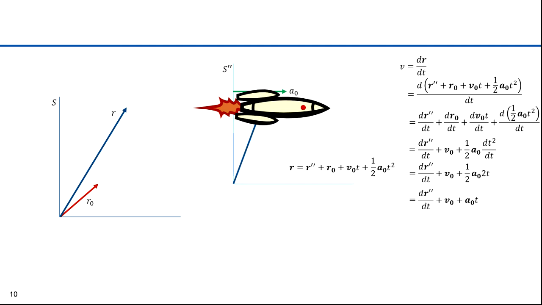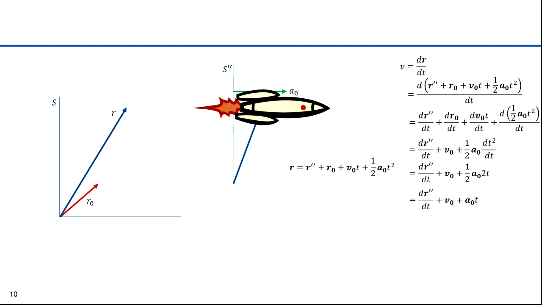That results in this. The velocity in frame S takes the velocity that is in frame S', dr'/dt, and then adds the initial velocity of the frame S', v0, plus the acceleration of S', a0 times t. The velocity of the object with respect to the spaceship in frame S' is constant. The velocity in the frame S, however, is now time-dependent because of the last term, a0t. That means that the velocity changes over time. That makes sense since there's a force acting on the S' reference frame, namely the rocket engines.